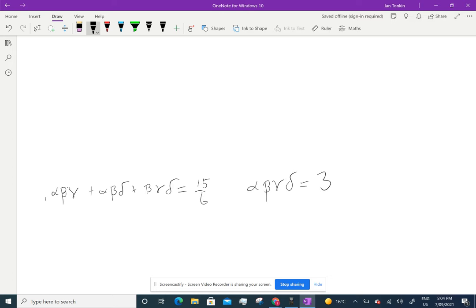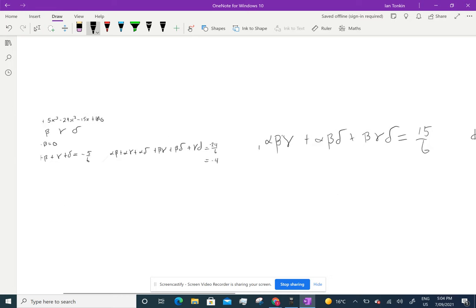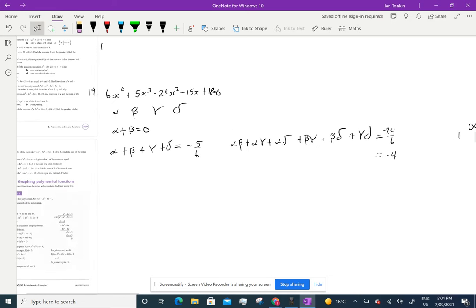Alphabet again. Have I got the right one? So, I know that that is equal to 0. So, gamma plus delta equals minus 5 on 6. So, therefore, I can write alpha in terms of delta wherever I need to, and I can substitute it.